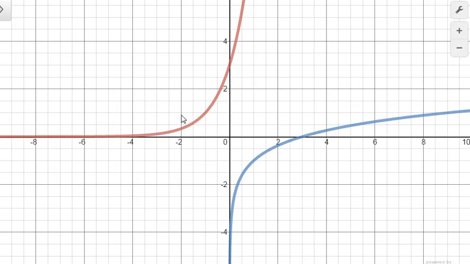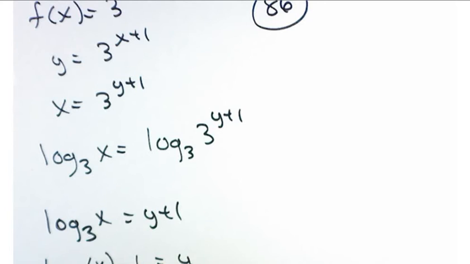Nice. And I kind of cheated in drawing that, but you can get log base 3 out of Desmos. You just have to use the change of base formula. Let's try one more to finish out the section. It's problem number 86.